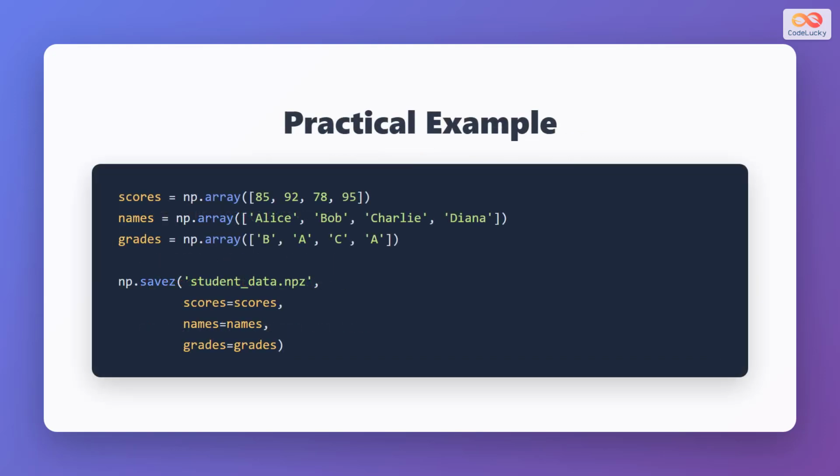Here's a practical example with student data. We create three arrays: scores containing test scores, names containing student names, and grades containing letter grades. We then save all three arrays in a single file called student_data.npz using descriptive names for each array. This demonstrates how np.savez helps you keep related data organized in one place.